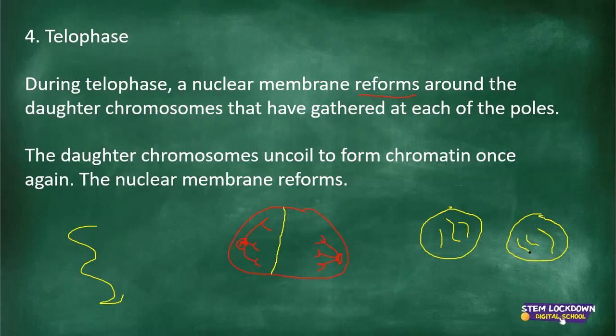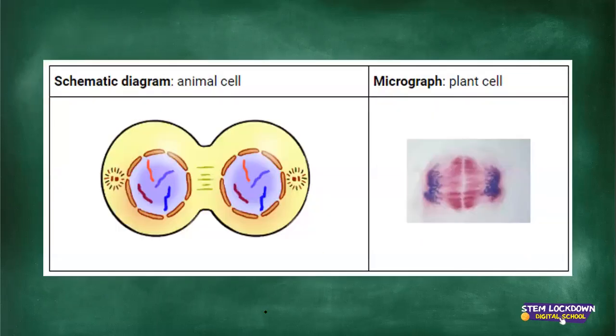Is that clear, guys? I hope you understand. The nuclear membrane has reformed. You see here, it's reforming now, creating two cells. Then there you go. It's now recoiling to form chromatin again. Chromatin, which is the long strands of DNA, thin in structure. And in the plant cell, you can see the formation of the two daughter cells happening here.